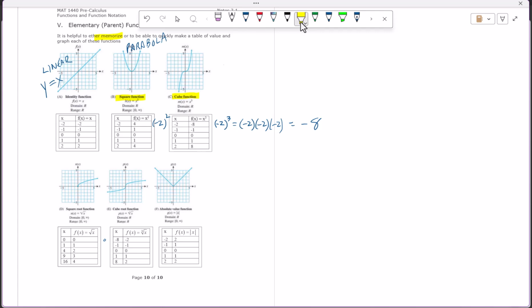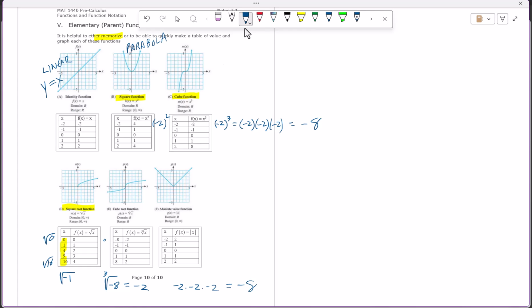Okay, next one is square root. And notice that I'm only using these numbers. I can't use negative numbers, because if I use the square root of negative 1, I get an imaginary number. So I'm just doing square root of 0, square root of 16. I just pick numbers that I know square roots of. Function looks like this. These are all functions. They all pass the vertical line test. Cube root function works like this. Cube root of negative 8 is negative 2. The reason is because negative 2 multiplied out 3 times will give you negative 8. So if you do the cube root of each of these numbers, you'll get these y values.